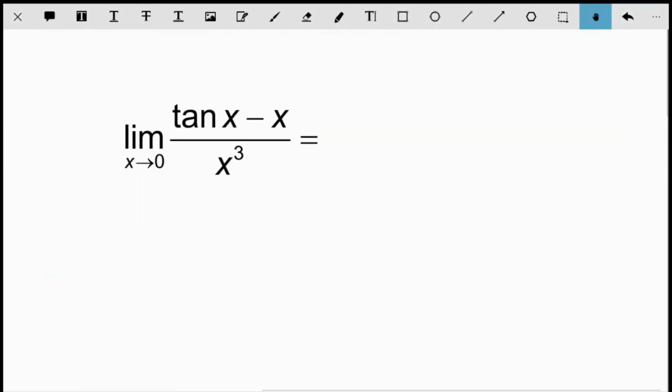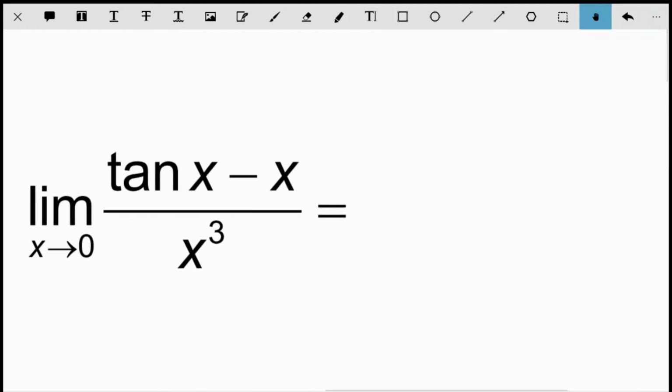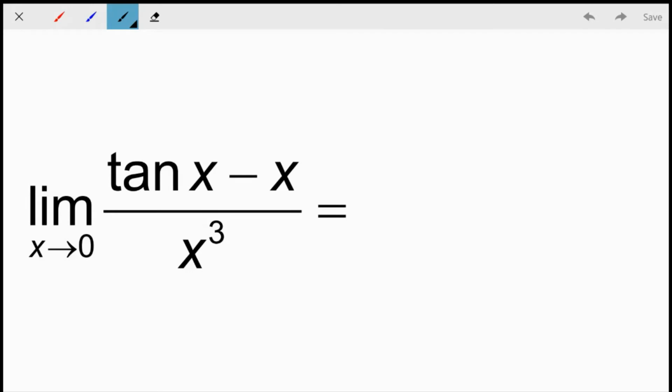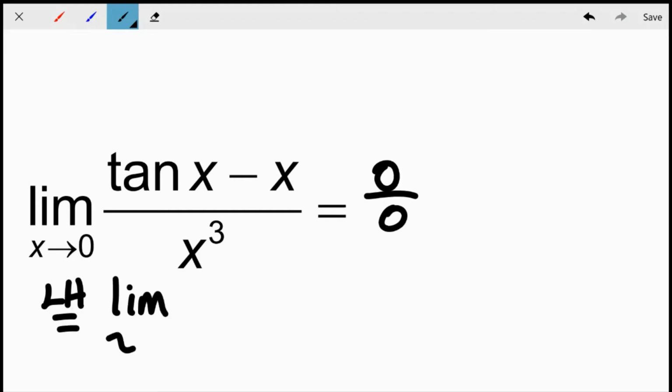Okay, so here's another example. We've got tangent x minus x over x cubed. We're taking the limit as x approaches 0. When you first do substitution here, you can see that you're going to get 0 over 0. So that means that L'Hopital's rule is appropriate to apply. And I'm going to write an equivalent limit.